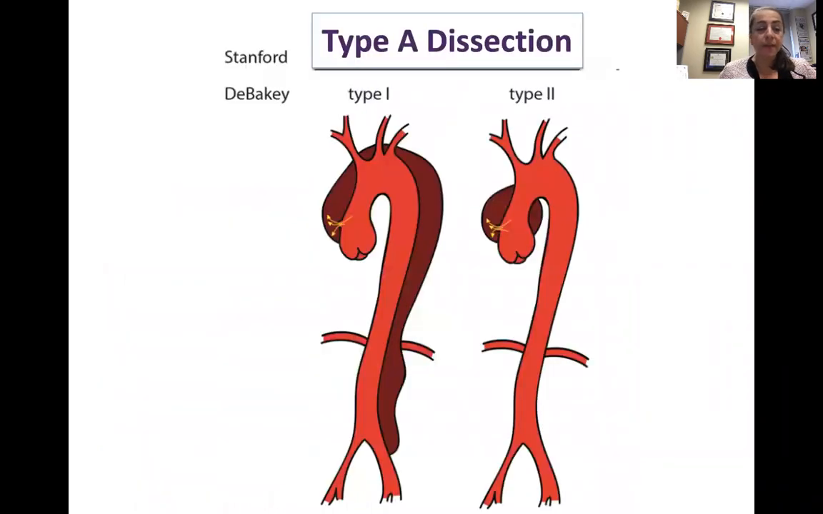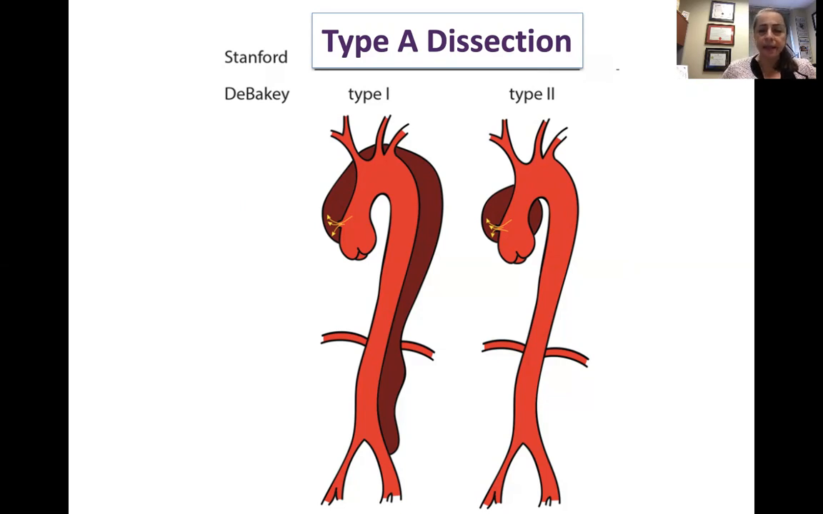As we know, type A dissection comes in two forms. It can be a DeBakey type 1 dissection, where the entire aorta from the ascending to the abdominal aorta is dissected. That's the most common form. Or it can be a type 2 dissection, which is limited to the ascending aorta. Both of these require an immediate operation.